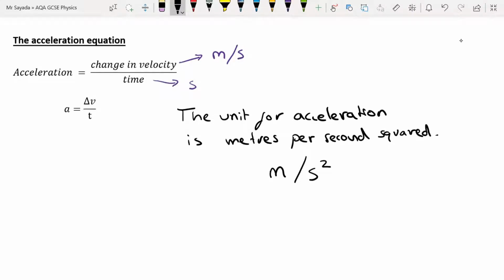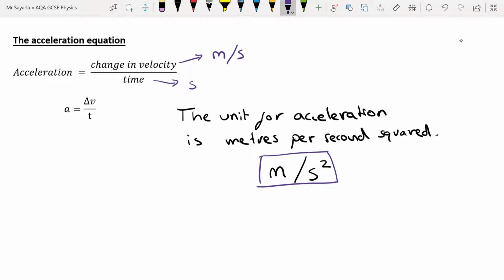Well, if we think about it, if acceleration is the change in velocity divided by time, that means acceleration is how much does your velocity change each second? How much does your meters per second change every second? So it's your change in meters per second. That is meters per second squared. Now you don't need to know that explanation, but you do need to know that the units for acceleration are meters per second squared. Now we're going to practice using this equation.